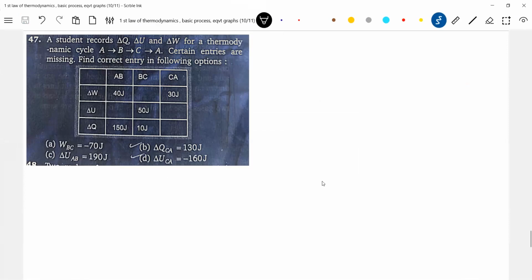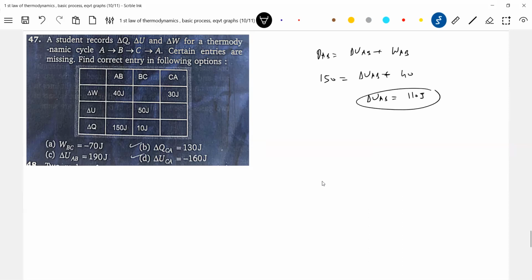Okay, what is it? I think it's a formula like this: QAB equals delta UAB plus WAB. We'll agree on this. So what is QAB? 150. Delta UAB, we don't know that. WAB is 40. So what is delta UAB now? It should be equal to 110 joules.